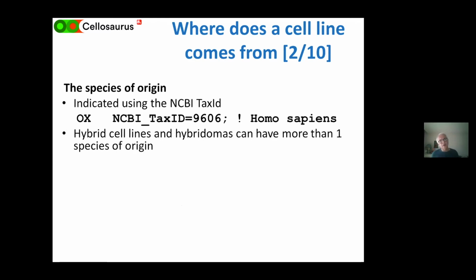One thing you should know is that hybrid cell lines and hybridomas, by definition, can have more than one species of origin because they're produced by the fusion of two cell lines, which can be from different species. And so, in fact, if it's from different species, you can have more than one species of origin for that cell line. And we have about 900 entries which come from 2 species and about 10 entries from 3 different species.